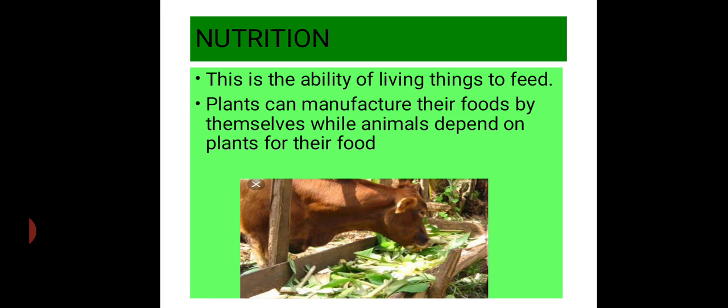So nutrition. Nutrition is the ability of living things to feed. How many of you like eating? Yes, so we are living things, right? Good. Plants can manufacture their food by themselves, while animals depend on plants for their food.